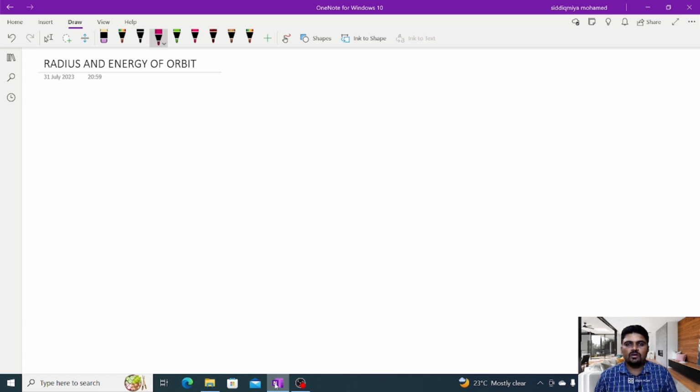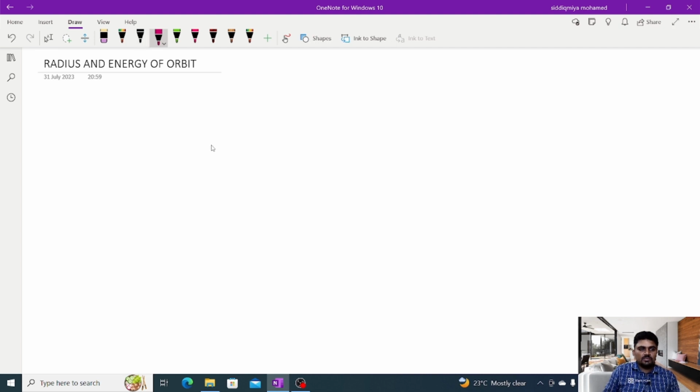In today's lesson we are going to see structure of atom. In that, specially we are going to see radius of an orbit and energy of an orbit. This is one of the very important areas from where they ask questions in JEE as well as NEET. Without any delay, let's get started into the topic.